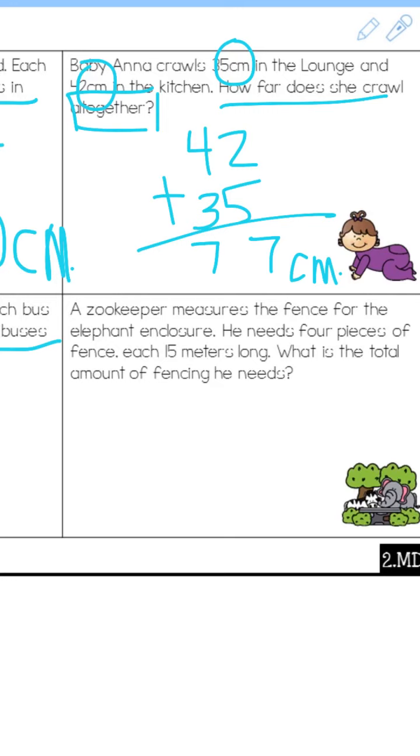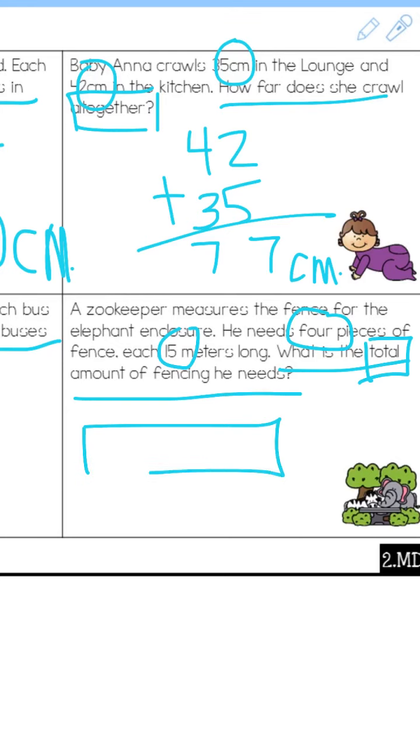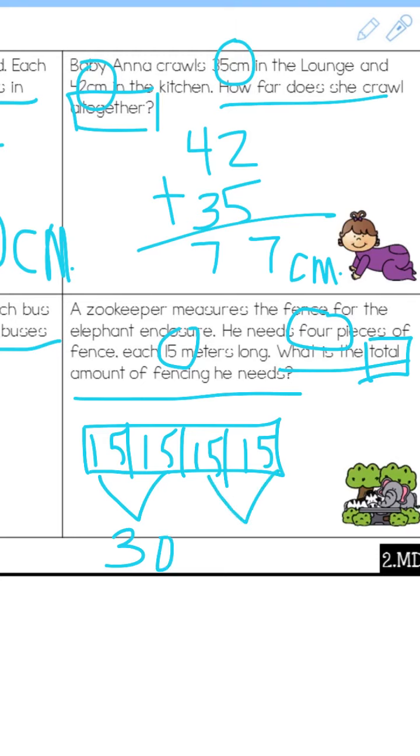So I'm going to circle my numbers. I have 4 and 15. Underline my question. What's the total amount of fencing he needs? And box in that keyword total. So total means to add. I have my 4 pieces of fence. Each one has 15 meters. So I'm going to add up 2 at a time. 15 plus 15 is 30. 15 plus 15 is 30. 30 plus 30 equals 60 meters.